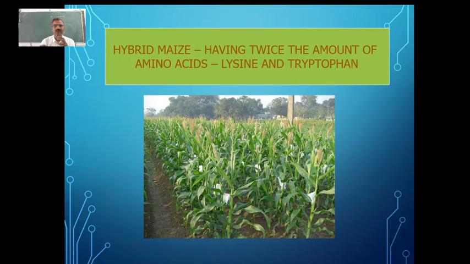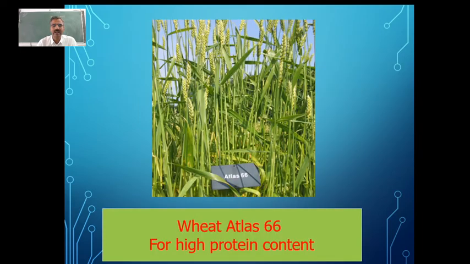Then we have different varieties which have been developed here. So this is hybrid maize having two important amino acids, lysine and tryptophan, in double the quantity. They have been increased twice when compared to the normal variety of maize. Then we have a wheat variety called Atlas 66, which has very high protein content.